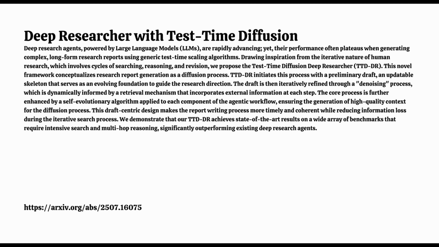So once you have that plan, what's next? Does it just start writing? Not quite yet. Stage 2 is where the heavy lifting of research happens. It's called iterative search and synthesis. And this is a loop.